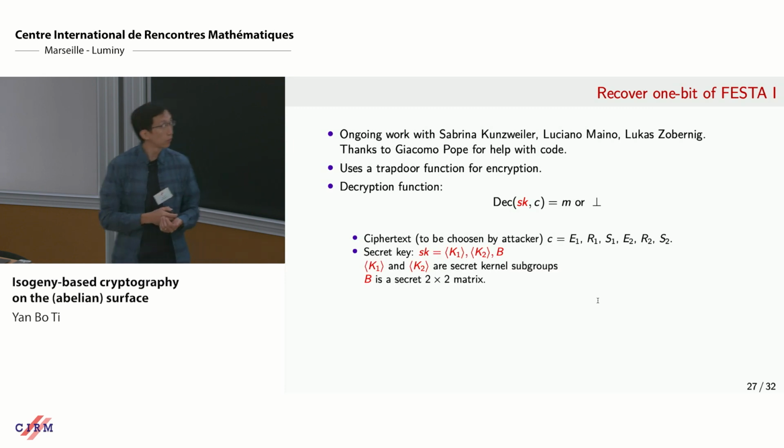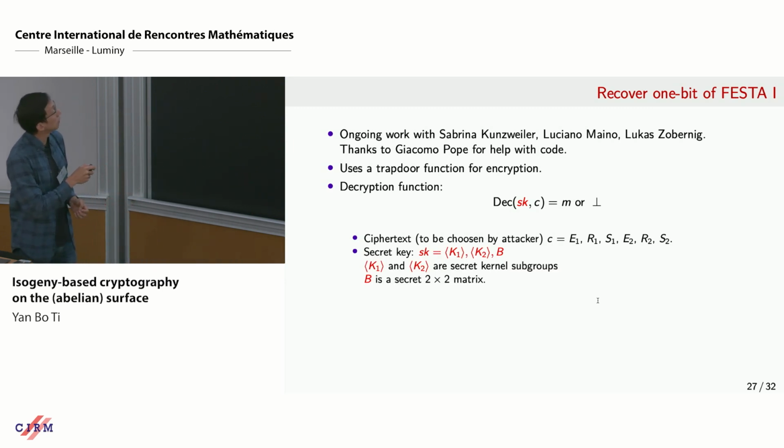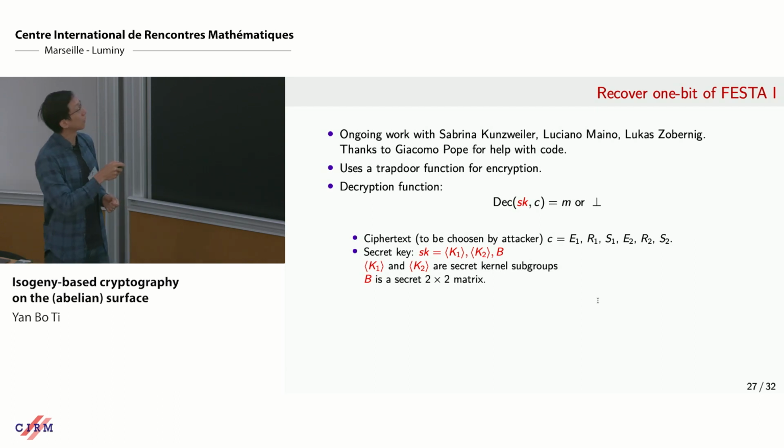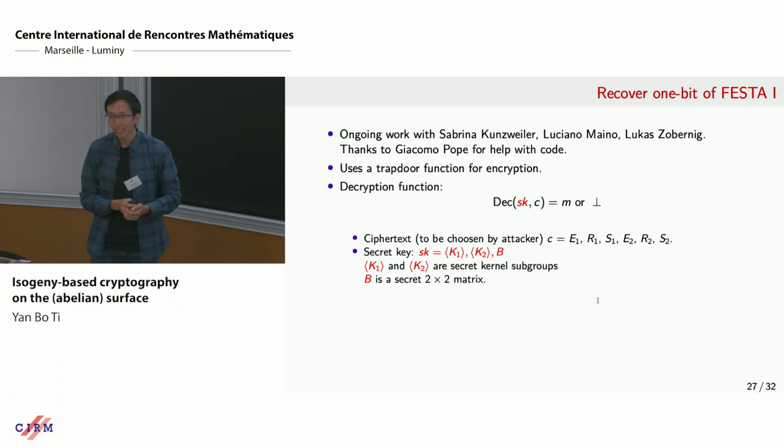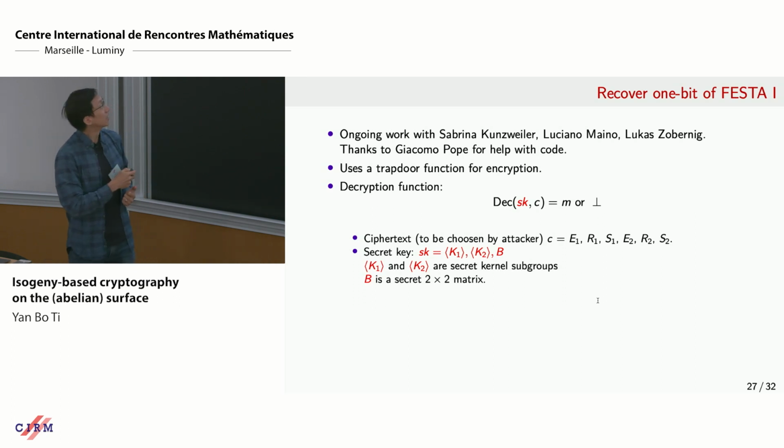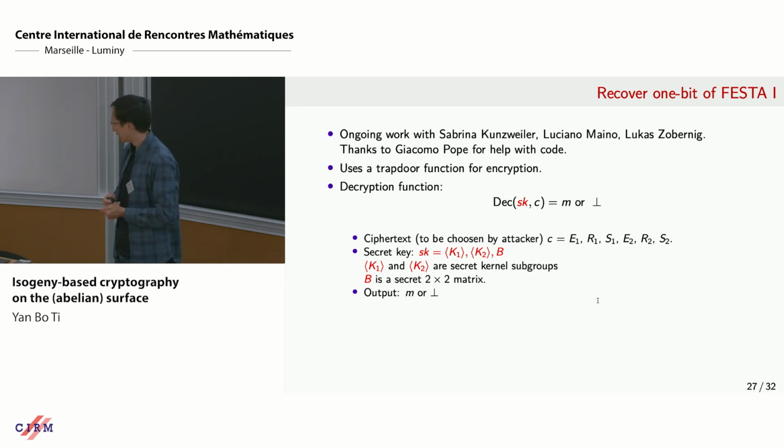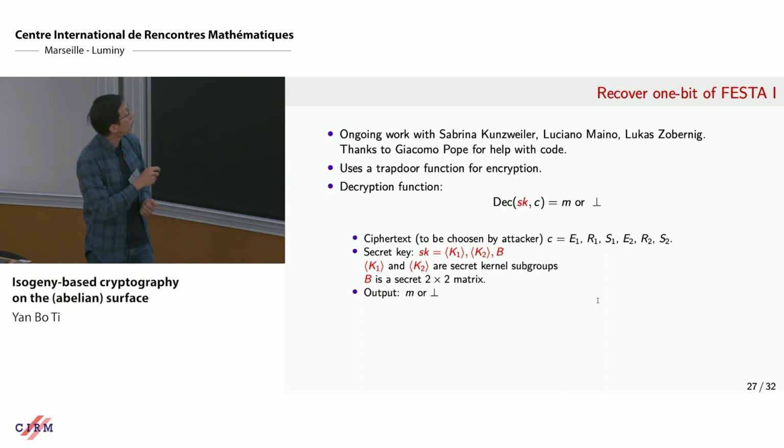Just for completeness, the secret key is given by K1, K2, which are secret isogeny subgroups, and this B is actually A. I should have called this A. So this A is a secret 2 by 2 matrix. In Luciano's talk, this was A. I forgot to change this, I'm sorry. So the output of this decryption function, as I said, is either the message or some failed output. So it outputs 1 bit.